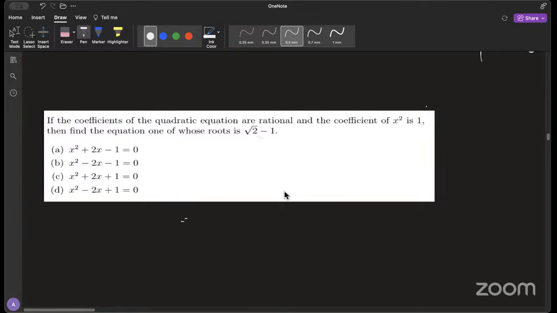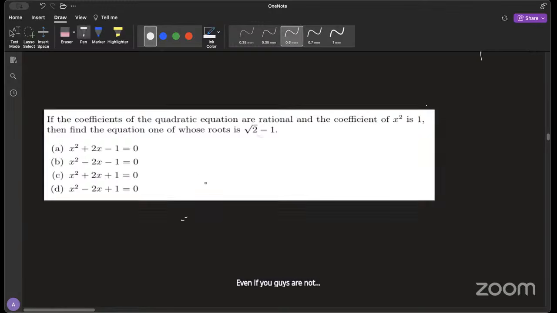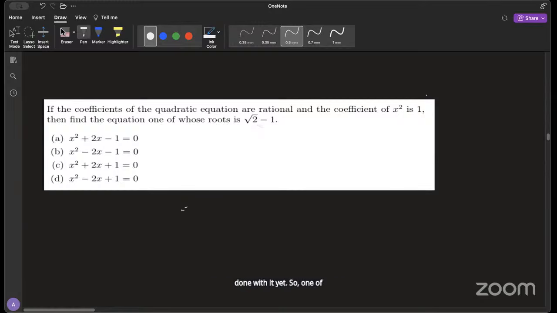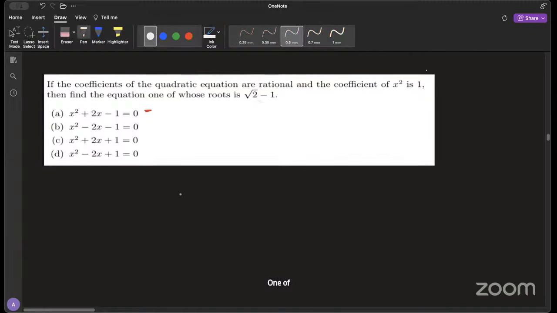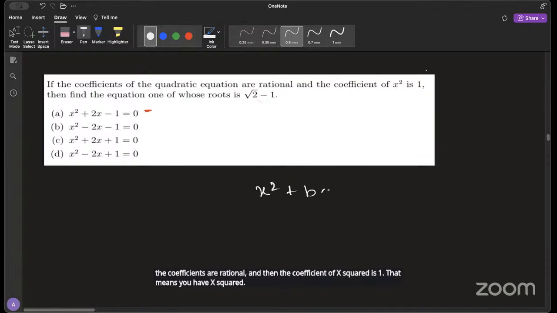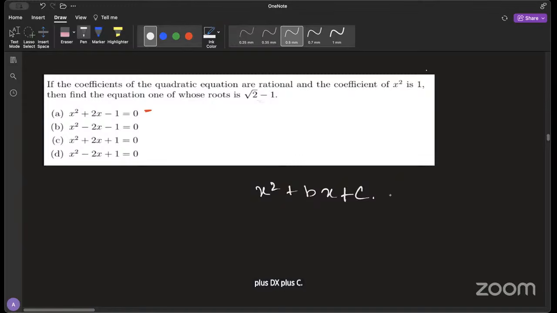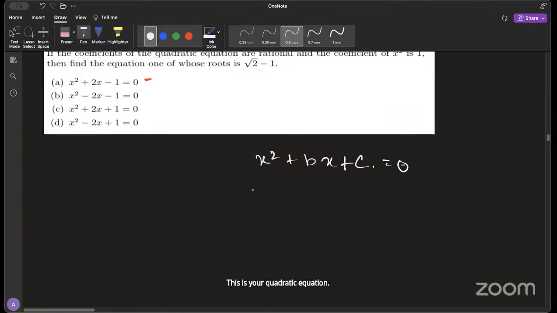Let's try this one here, even if you guys are not done with it yet. One of the roots given, what have you been given? That there's a quadratic equation, the coefficients are rational, and the coefficient of x squared is 1. That means you have x squared plus bx plus c. This is your quadratic equation. And then one of the roots is root 2 minus 1.